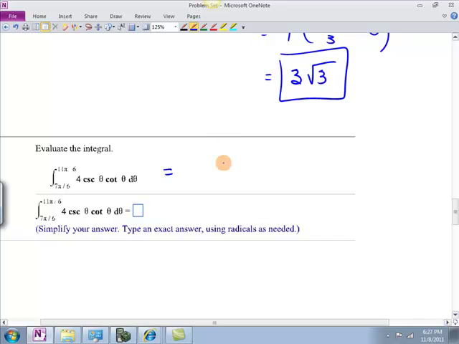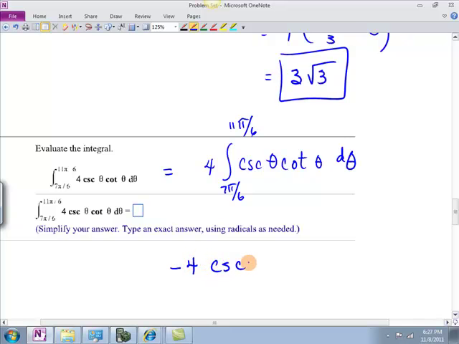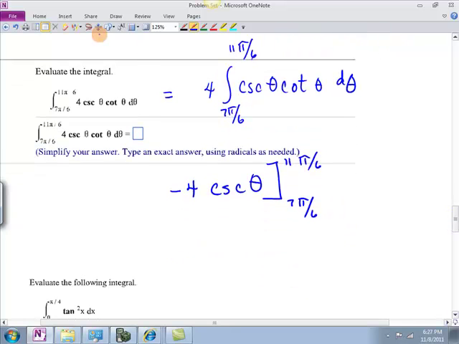So, can we pull the 4 out and say that's 4 times the integral, and I'm going to write it this way, from 7 pi over 6 to 11 pi over 6. And we're saying that that's negative 4 cosecant theta evaluated at those angles. This is nice to have that trig sheet that has them all there for you. It's fine. I don't have those totally memorized.